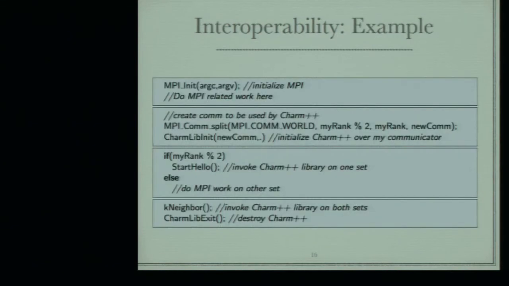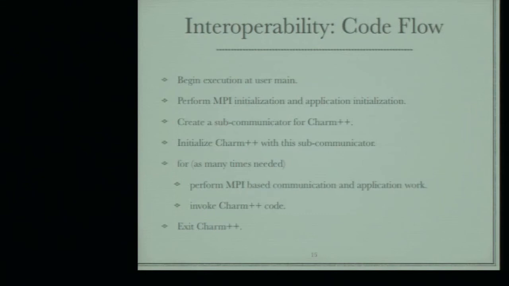So how would your MPI code look? Your MPI code would look something like this. You begin execution in the user main, you perform initialization and application initialization, then you create a subcommunicator which Charm will use, and then you call Charm init with that subcommunicator. And so Charm will know that it's supposed to only work on that particular set of processes. Then as many times as you want, you can perform MPI based communication and application work, call Charm libraries, go back to the application and so on, and eventually you exit Charm++.